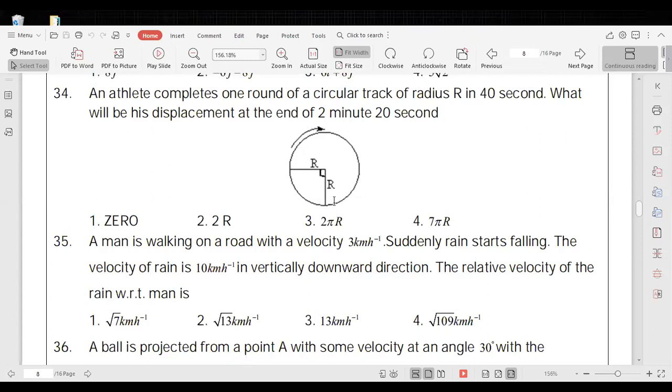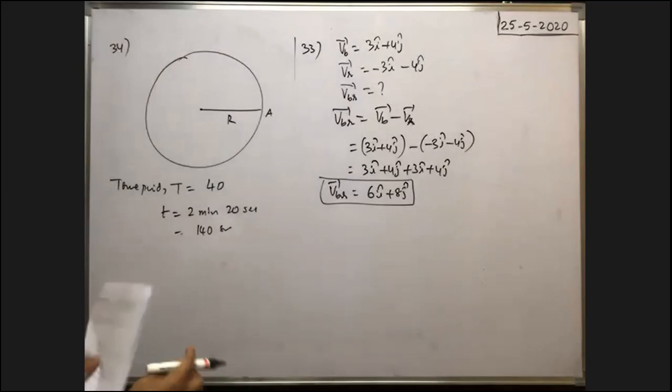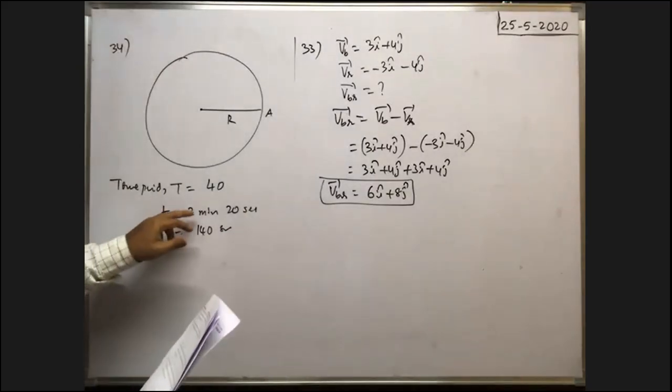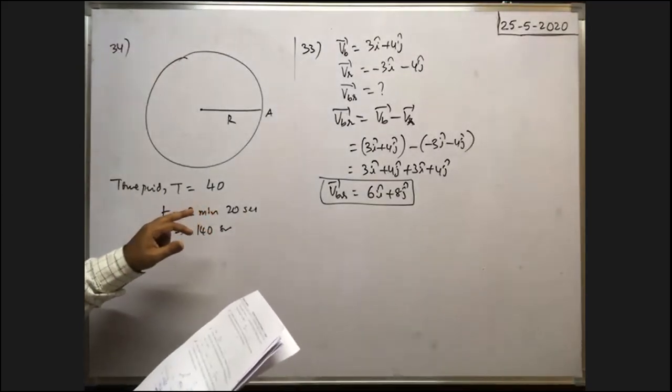2 minutes means 120 seconds plus 20 seconds, 140 seconds. In 140 seconds, what is the displacement they asked? In this, how many 40s are there? 3 40s are there. All of you look at the board. t is equal to 2 minutes 20 seconds. So what is the displacement they asked?